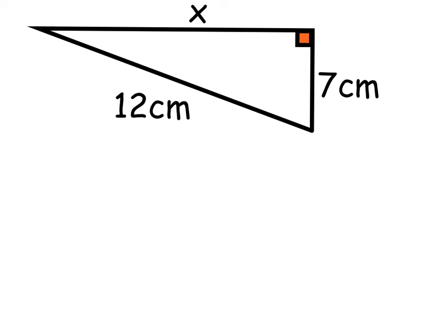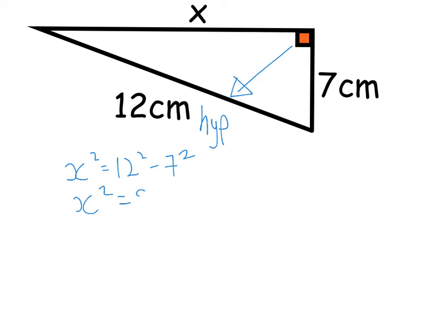Right, number 1, I am looking for this side marked X along the top there. First thing to notice is across from the right angle is 12. So this one is your hypotenuse. We know the long side. That means X is a short side. So this is going to be a takeaway. So X squared equals 12 squared minus 7 squared. And that gives us 95. And the square root of 95 is, to 2 decimal places, 9.75.